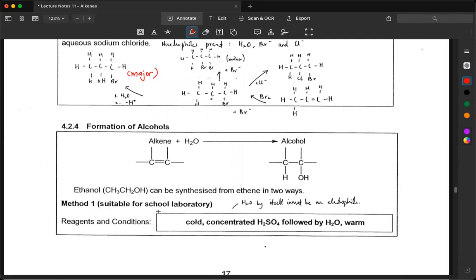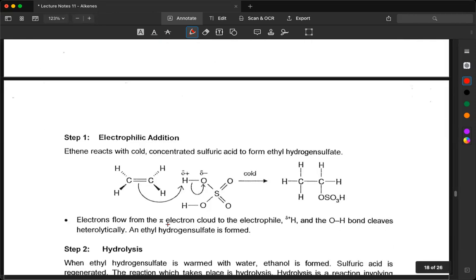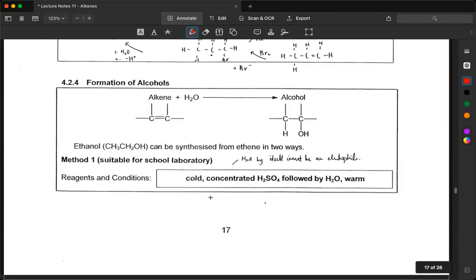Let's move on to formation of alcohol from alkenes. So you can actually synthesize ethanol from alkene in two ways. Number one, you can use cold concentrated sulfuric acid followed by water and warm. So water itself cannot be an electrophile. It requires the help of sulfuric acid, actually.